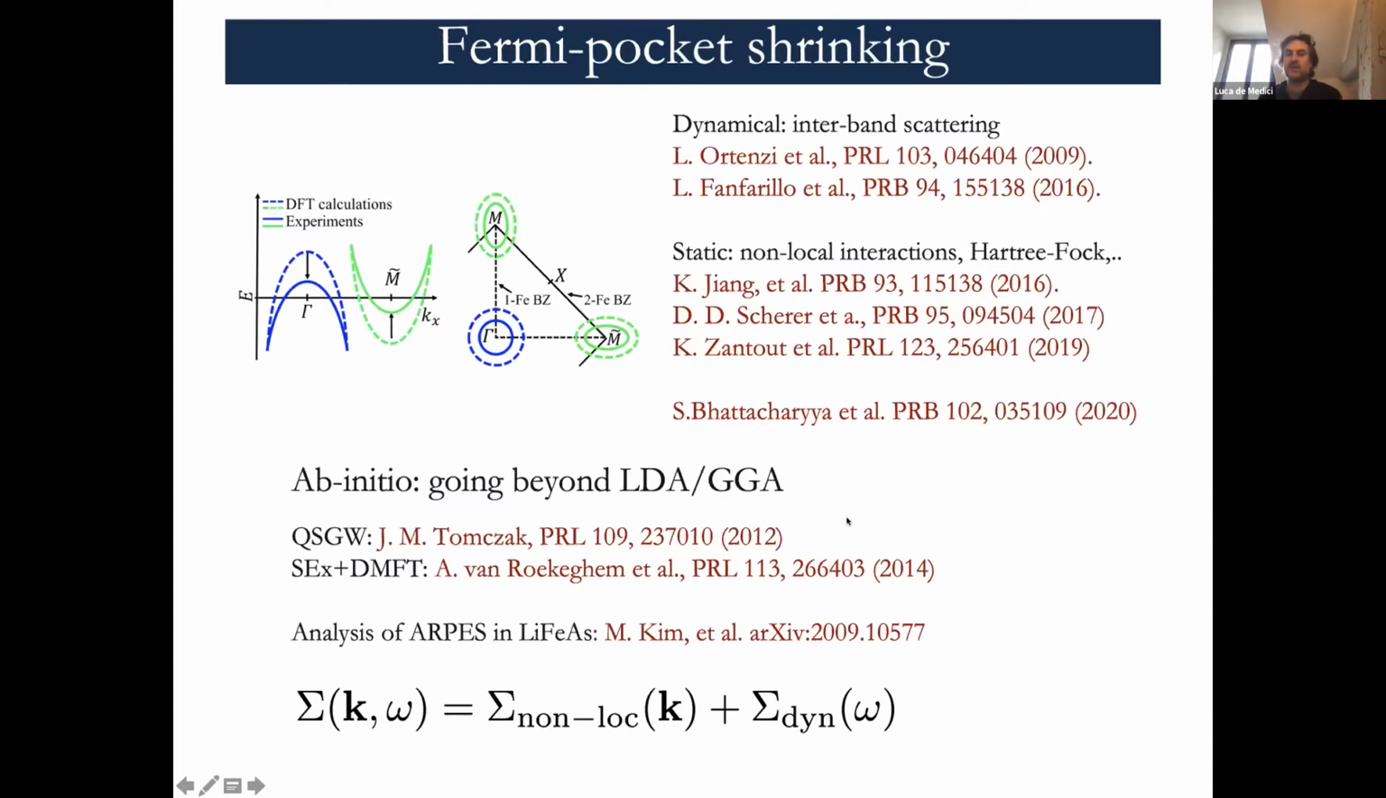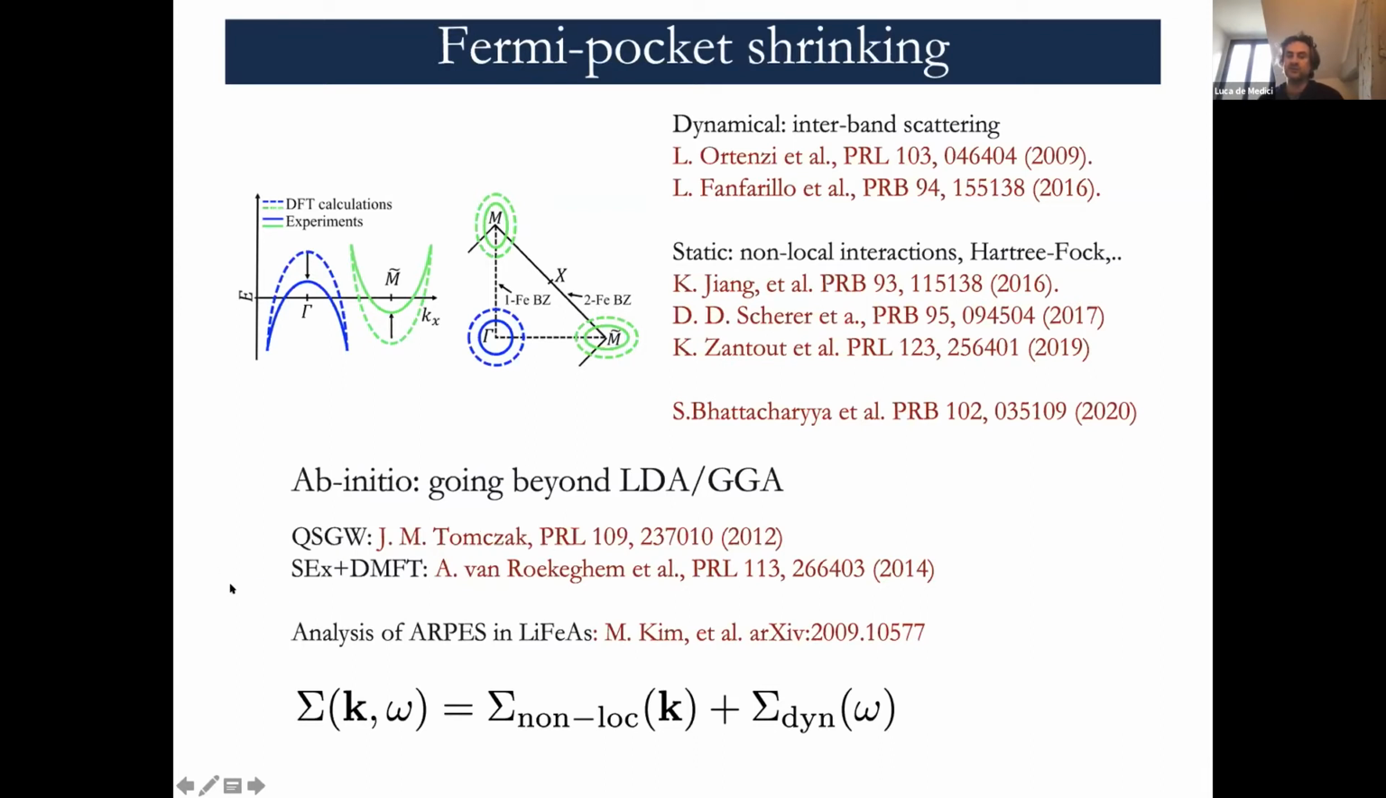But we want to really have it ab initio, not just the topology of the Fermi surfaces, the sizes of the Fermi surface pockets, but the whole band structure. So what we tried is follow a path which has been already explored of going beyond LDA or GGA. So there was some nice pioneering work from van Schilfgaarde, Kotliar with Jan Tomczak, in which they use quasi-particle self-consistent GW.